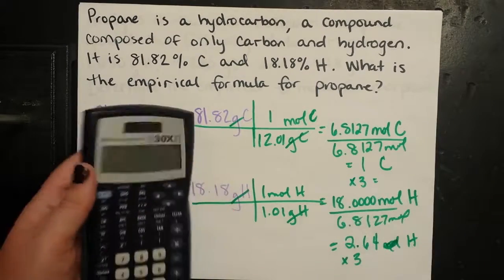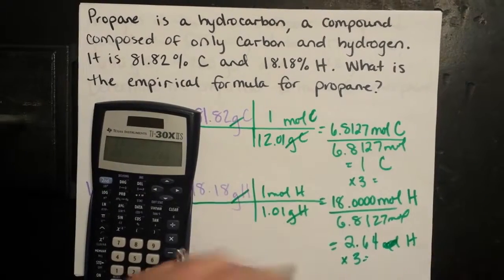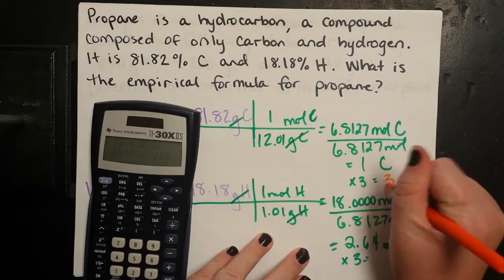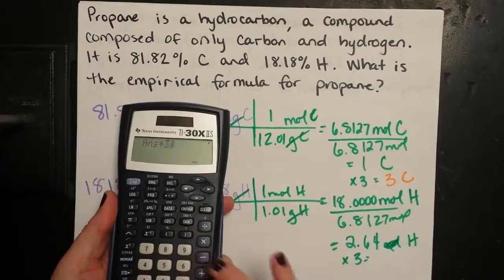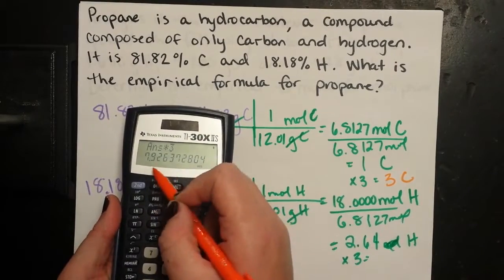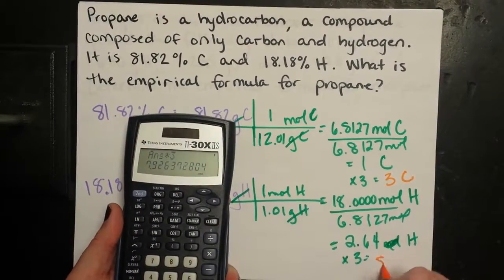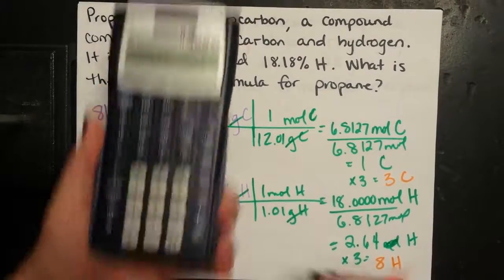This is going to give me, let's go ahead and do this in another color for our answer. So 3 carbons for every, let's go ahead and multiply this by 3. See how that's much closer to 8? So 3 carbons for every 8 hydrogens.